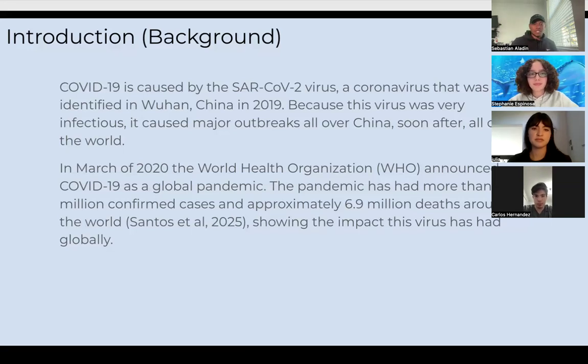COVID-19 is caused by the SARS-CoV-2 virus, a coronavirus that was first identified in Wuhan, China in 2019. Because this virus was very infectious, it caused major outbreaks all over China, and then a pandemic all over the world. In March 2020, the World Health Organization announced COVID-19 as a global pandemic.